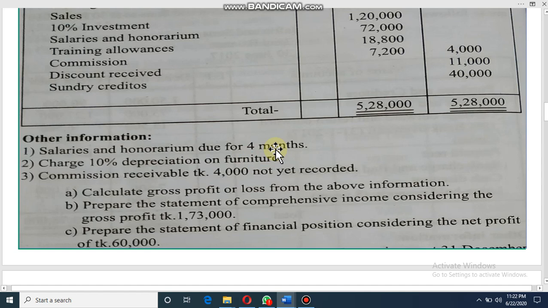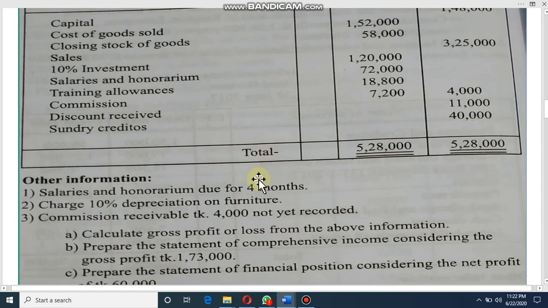Dear student, you have to take your calculator right now. I am showing a calculation. Just press the buttons of your calculator and you can find the solution. Salary and honorarium is due for 4 months. That means whatever salary you have here, 72,000, it is for 8 months.